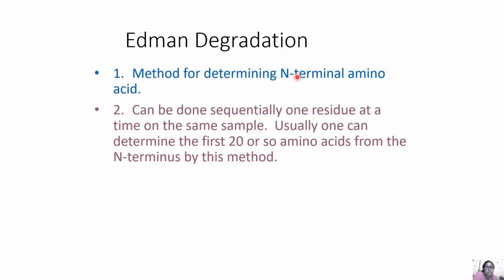So Edman degradation is a method for determining the N-terminal amino acid, and it can be done sequentially one residue at a time on the same sample. Usually one can determine the first 20 amino acids from the N-terminus by this method.